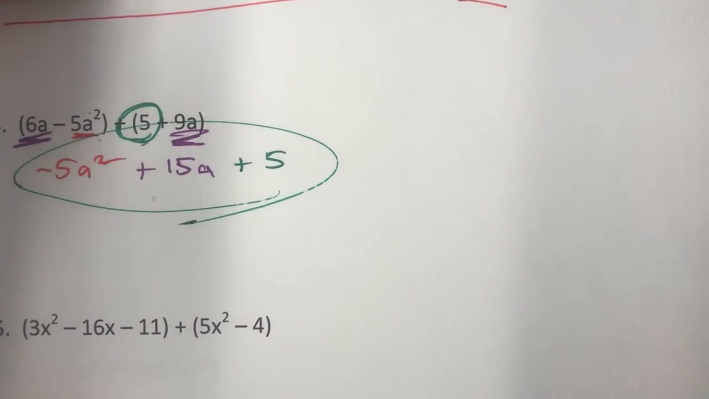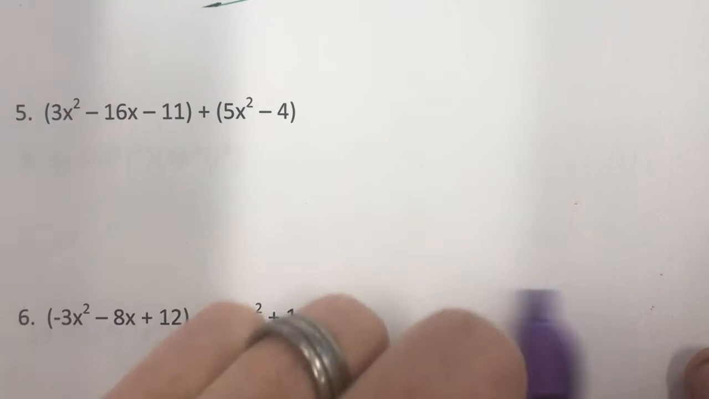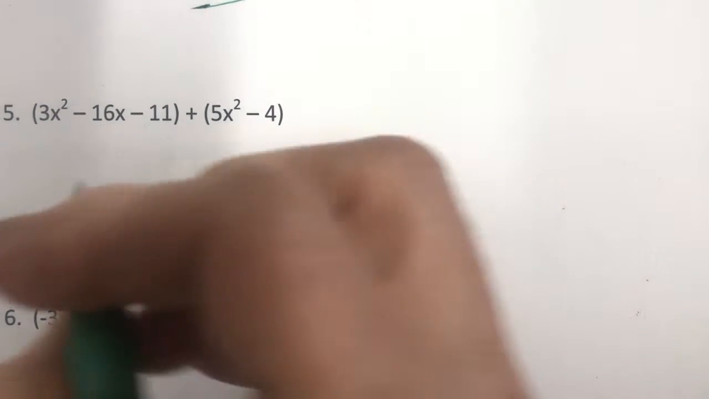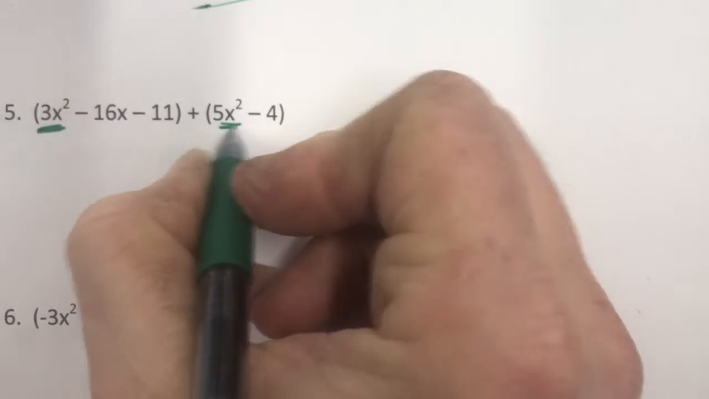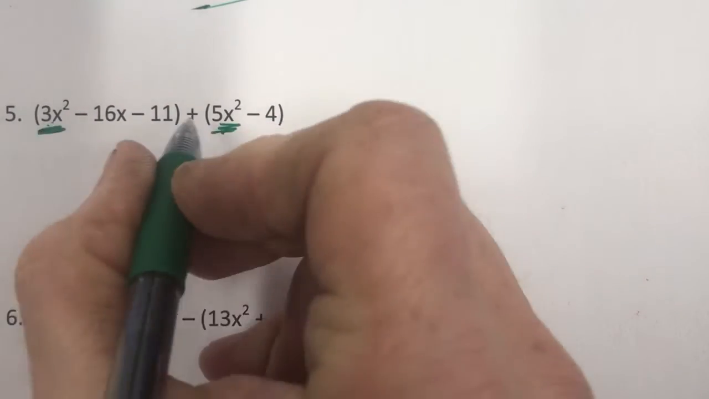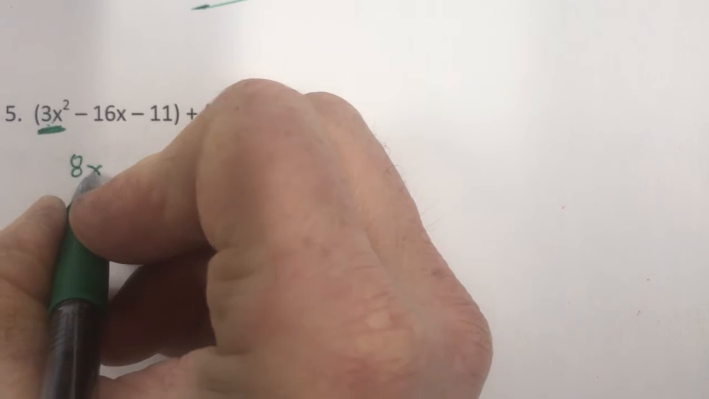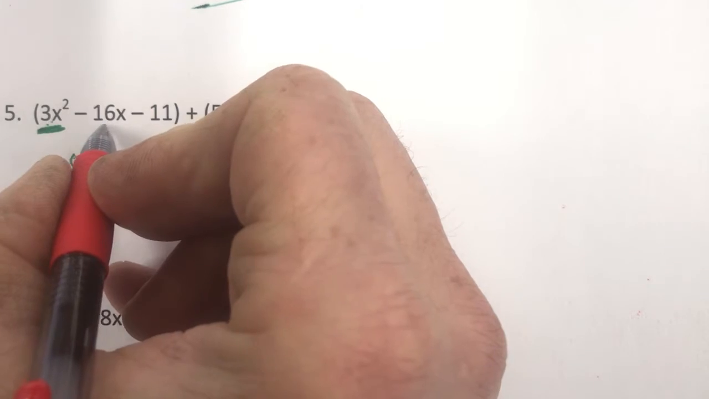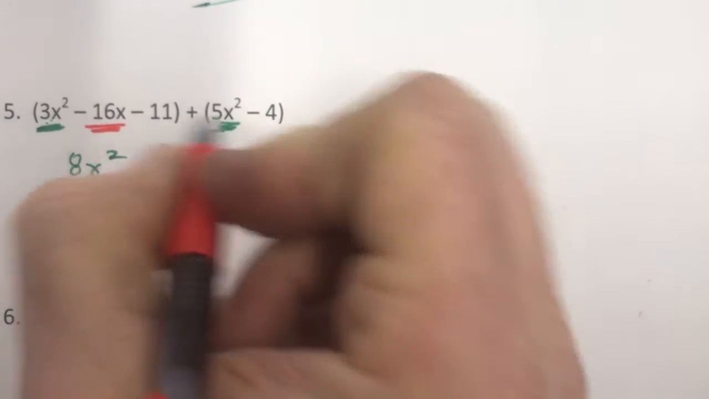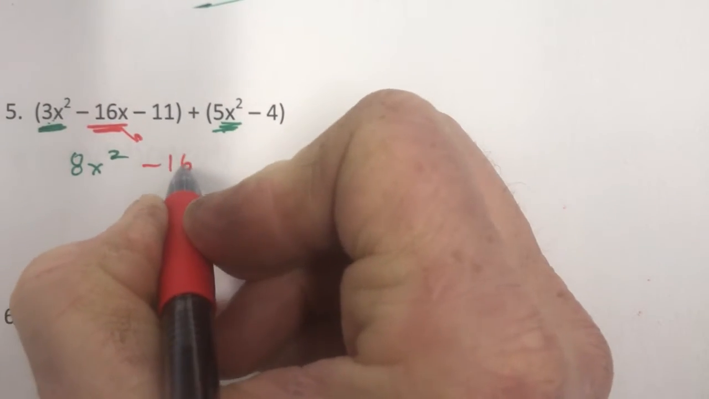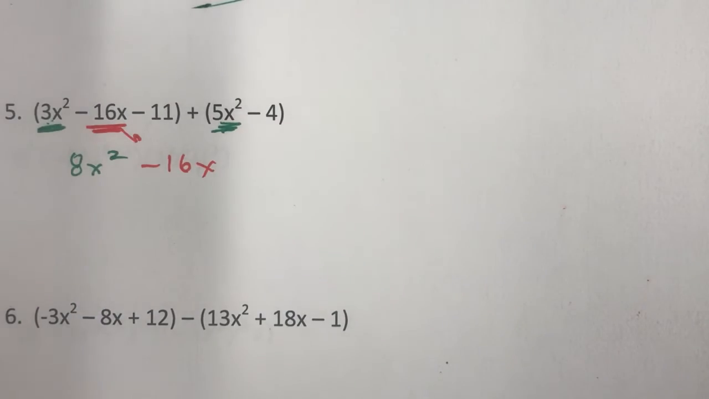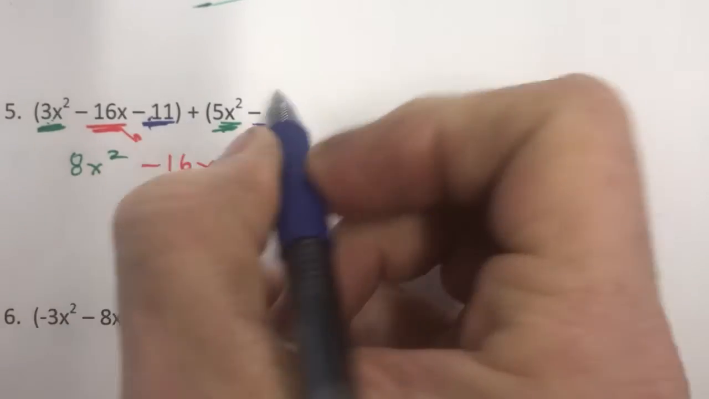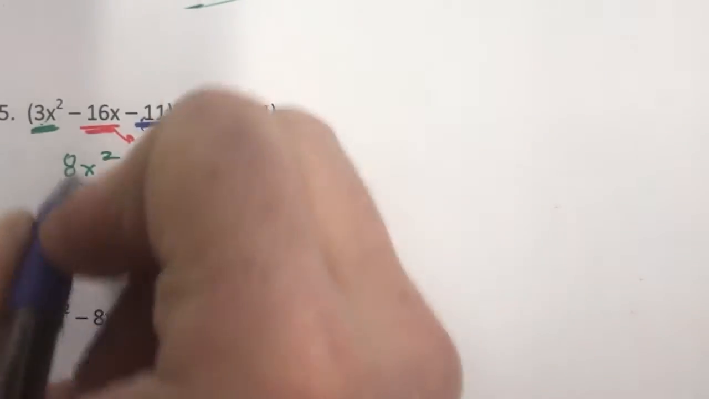Okay, here's another add one. All right, so start with my squares. Here's a square, and there's a square. And they're x squared, so 3 plus 5 would be 8x squared. Okay, now go to my x term. Here's an x term, and that's only one, so we just drop it down, minus 16x. Then my constant term, all right, here's a negative 11, here's negative 4. Negative 11 plus negative 4 is negative 15. And there you have it.